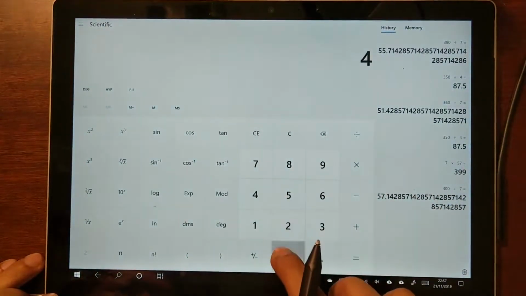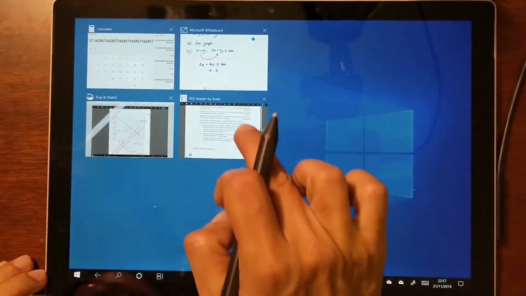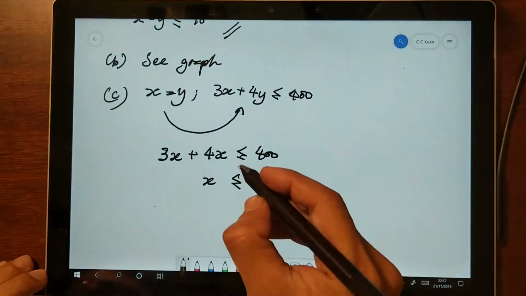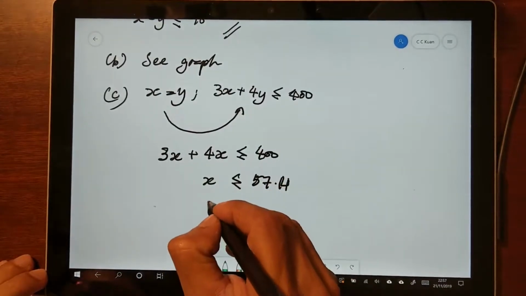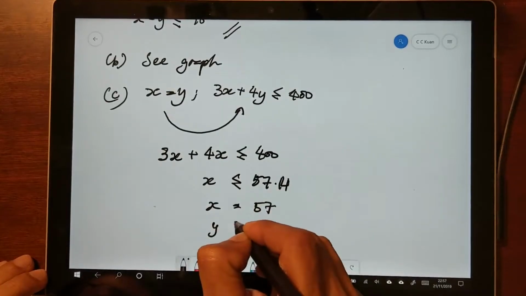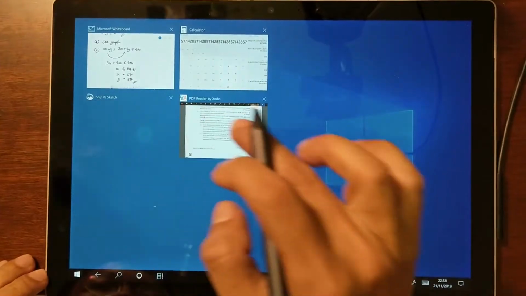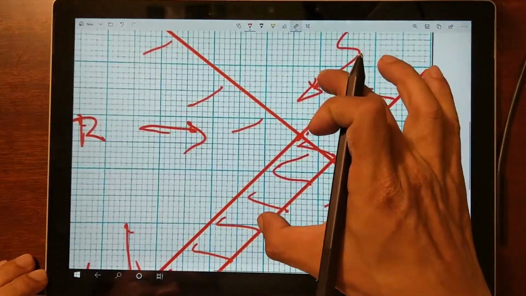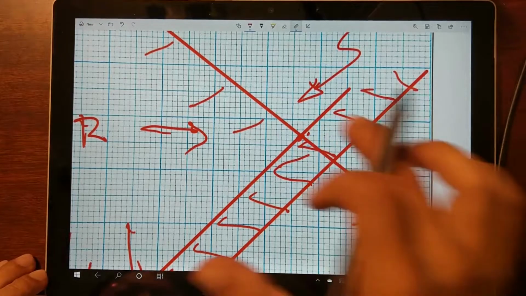Take our handy calculator, 400 divided by 7, 57.14, and since it's an integer, we will just say x is equal to 57, which is also the amount for y. Alright, so that's your actual answer, and the answer from the graph was about, yeah, it looks like 56, 57.